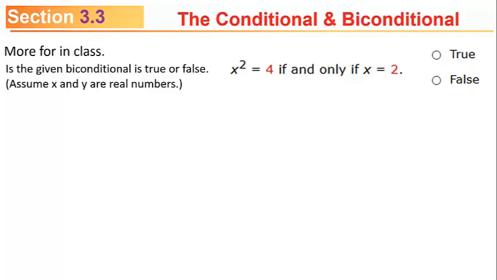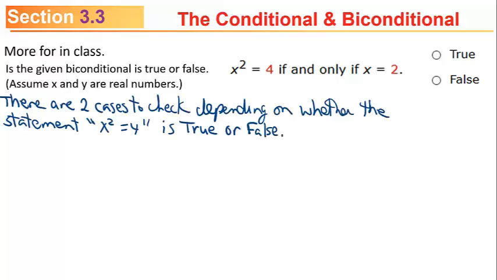Let's look at this one. Is the given biconditional true or false, assuming that x and y are real numbers? The biconditional says x squared equals 4 if and only if x is equal to 2. Now there are two cases to check depending on whether the statement x squared equals 4 is true or false. So in case 1, we can assume that x squared equals 4 is true. Now if x squared equals 4 is true, we want to know what that implies about x being 2.